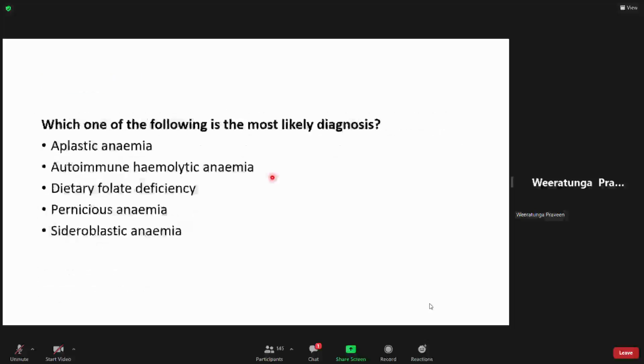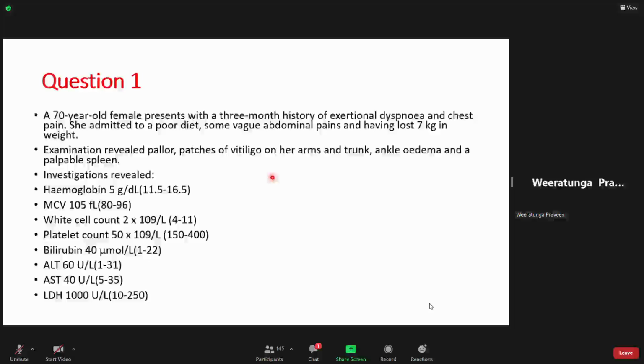So the answer here is pernicious anemia, right? So this is B12 deficiency. So remember, B12 deficiency. So why do we say pernicious anemia? There is a history of vitiligo, which is autoimmune. MCV is very high, above 100.